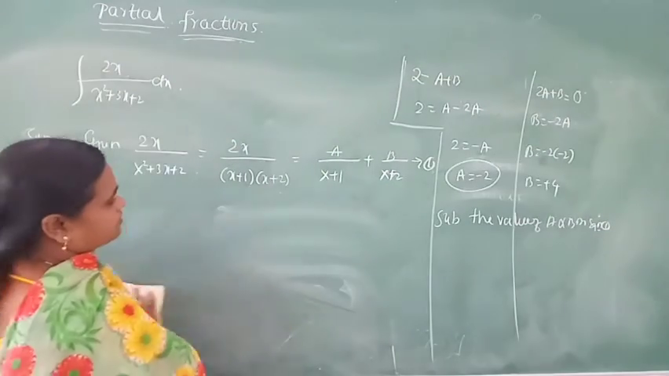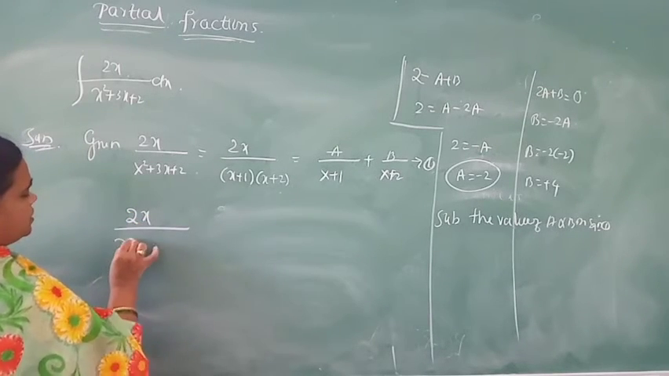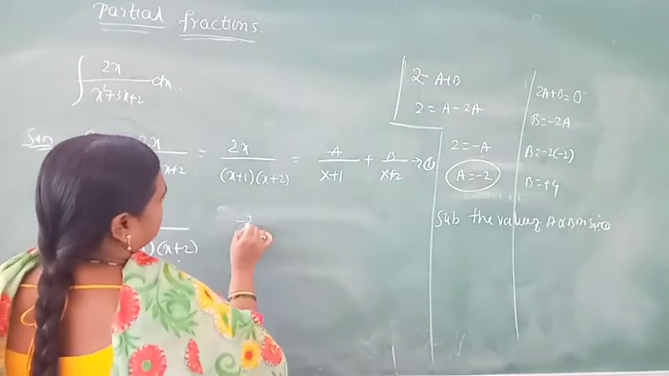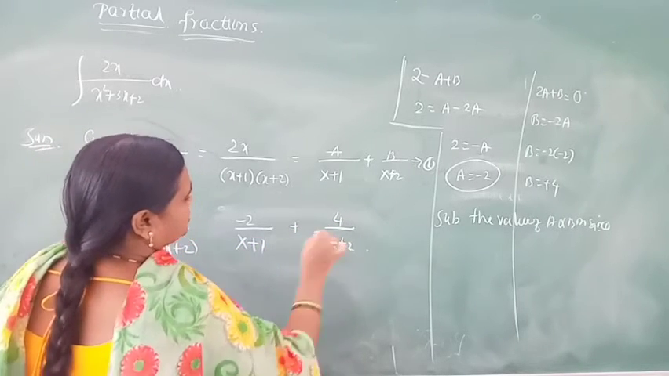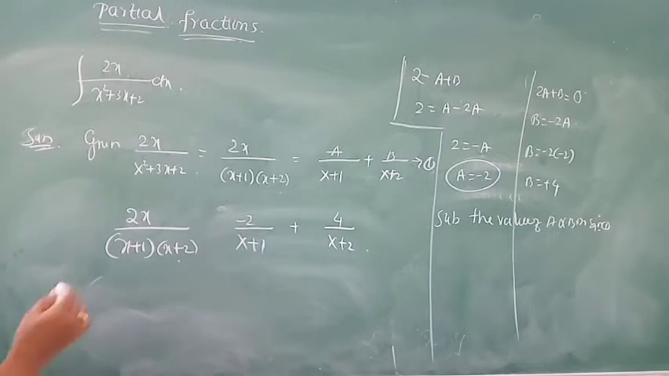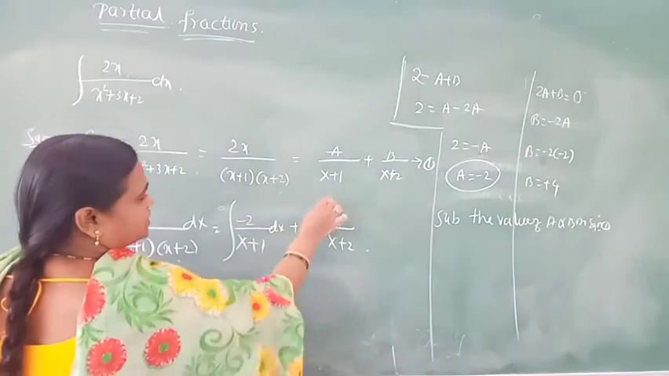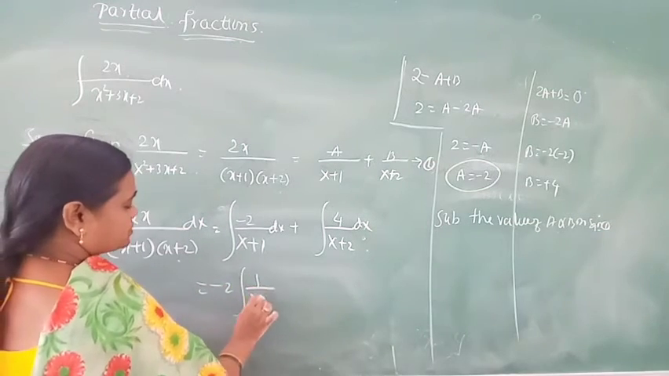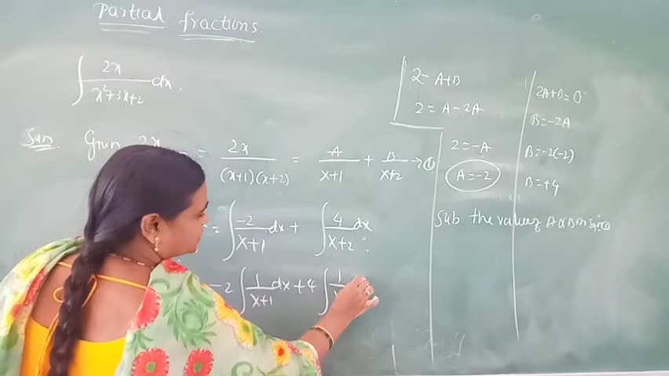Substitute a and b in equation 1. We get 2x divided by x plus 1, x plus 2 equals, what is the value of a? Minus 2 by x plus 1 plus, b is 4, by x plus 2. Okay, but now I want integration. Therefore, apply integration on both sides. Next, take minus 2 outside, constant, 1 by x plus 1 dx, plus 4 constant, 1 by x plus 2 dx.